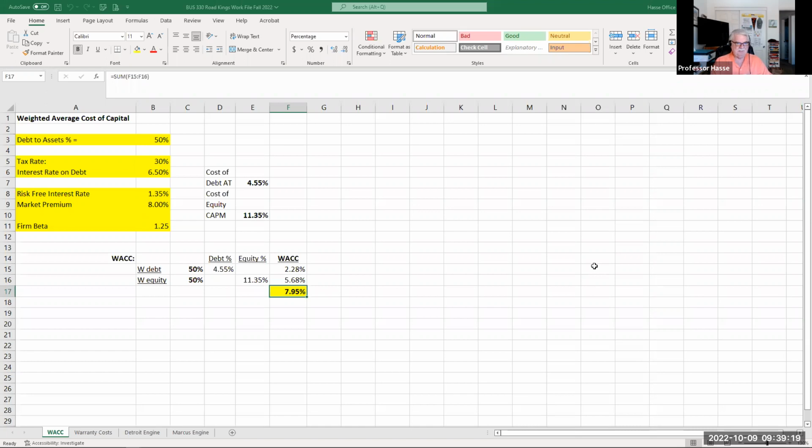weighted average cost of capital, the discount rate to be used in this problem, is 7.95%. That's with a capital structure of 50% in debt and equity, with an after-tax cost of debt of 4.55%, and a cost of equity through the capital asset pricing model based on a market of 1.35% risk-free, 8% market premium, and a beta of this specific Road King company of 1.25. That's 11.35%. Weighted, 7.95%.